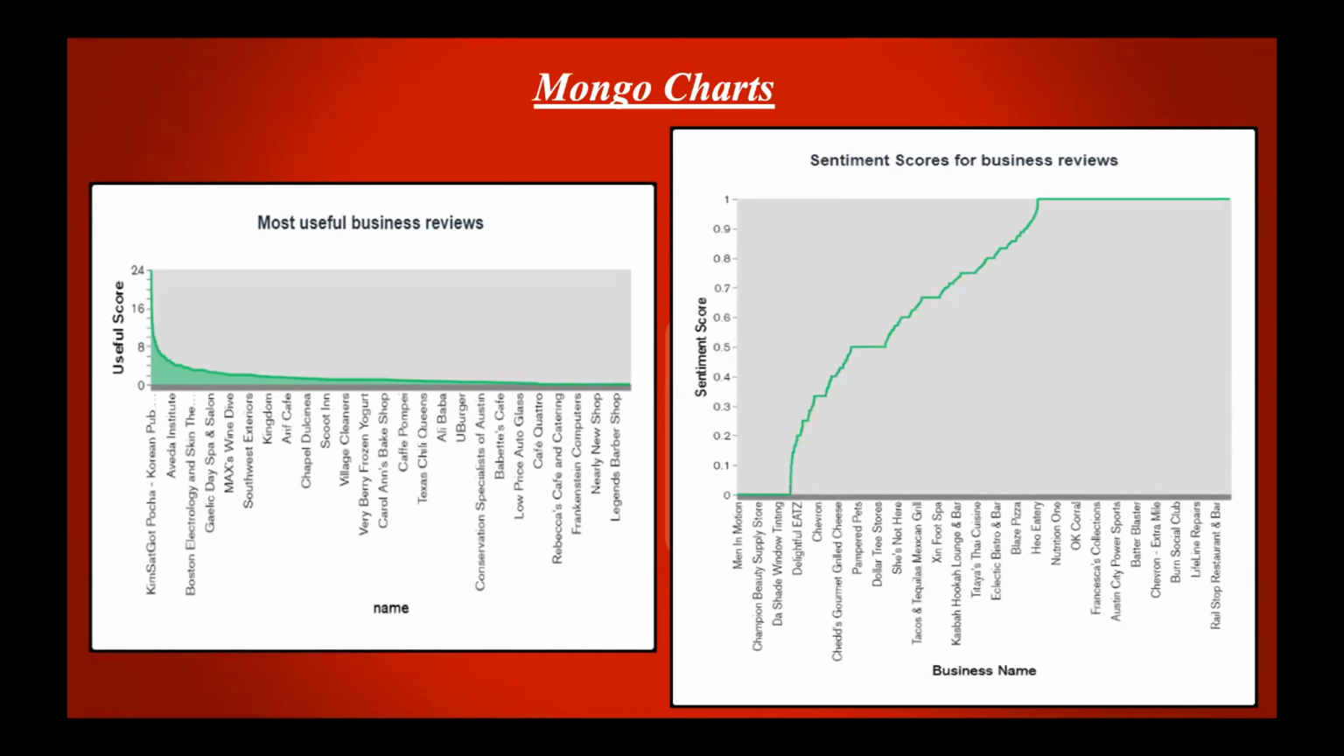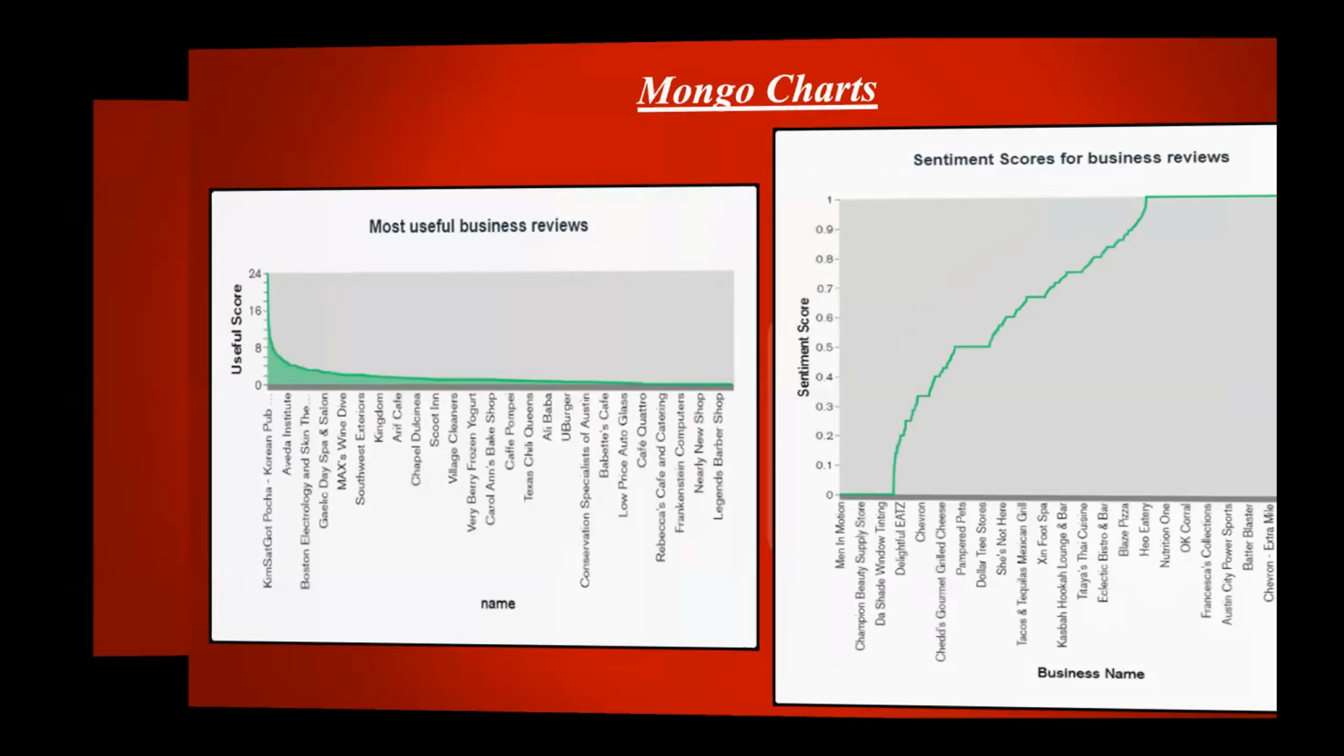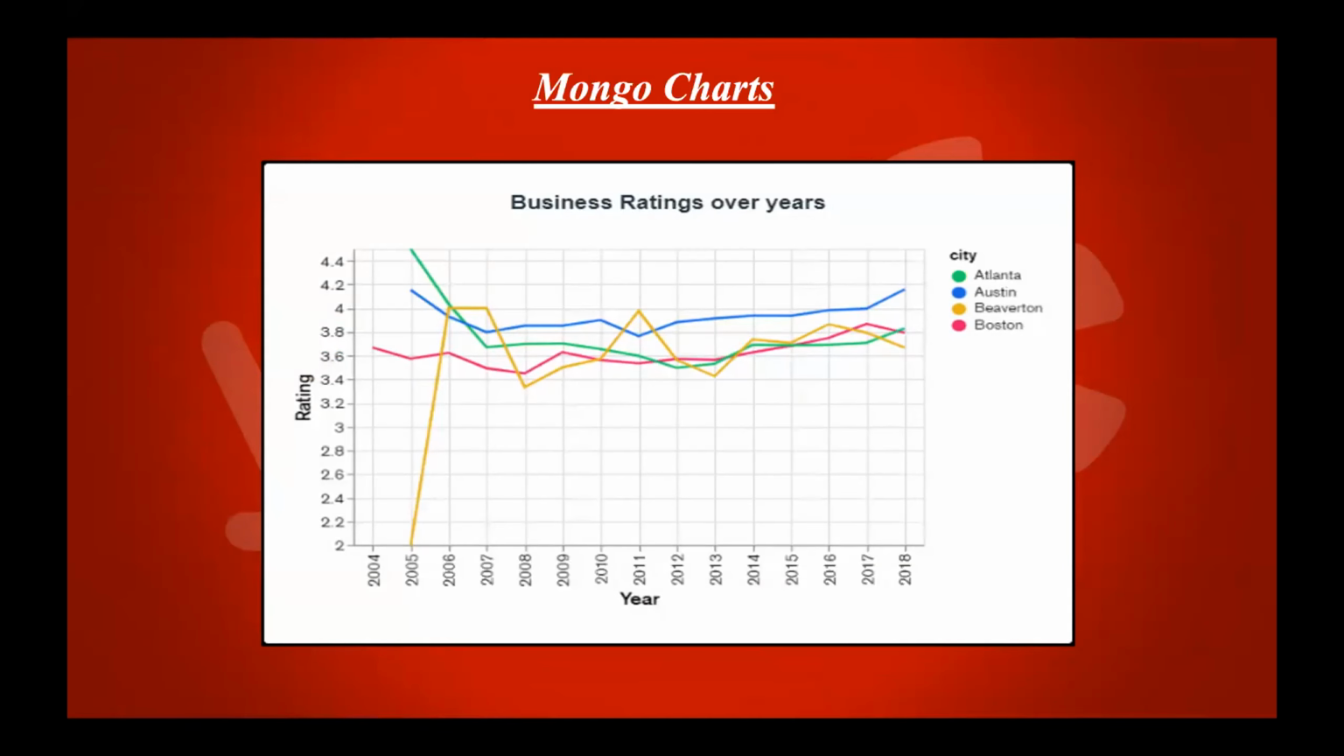For us, this graph can be used to check which restaurant or which business in the city is performing badly, so that they can improve. Here we can see that Man in Motion, Champion Beauty Supply Store, and Shade Window Tinting, these three are getting almost zero reviews, so they are not very popular with the customers. Next is the business rating over the years, showing how the overall businesses in a city like Atlanta are performing over all the years.